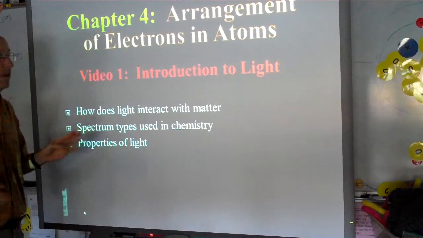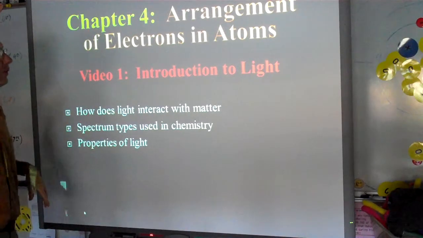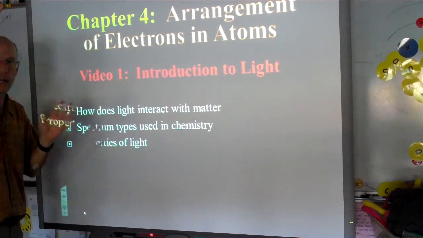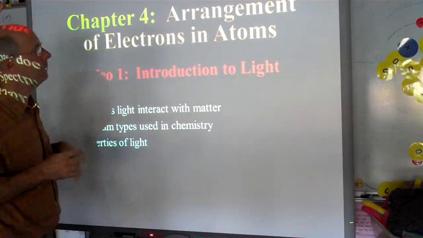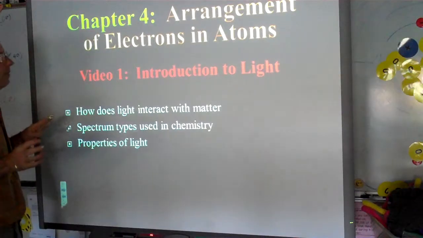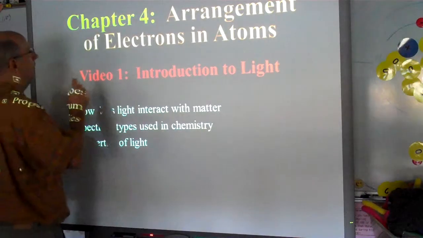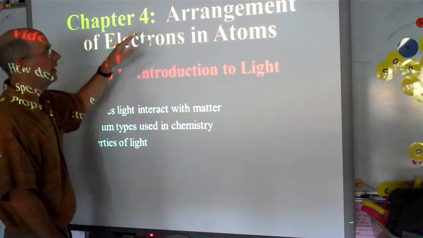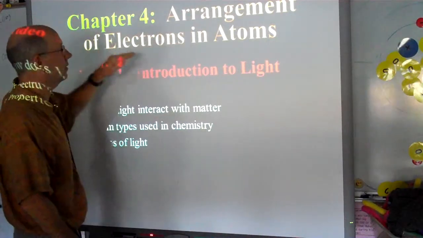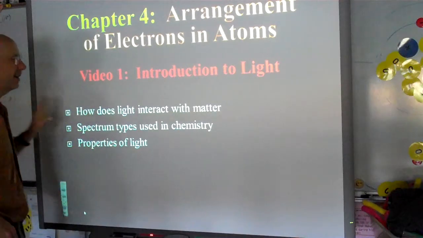It tells us about atoms, like how the shells are arranged, and it tells us a lot of information about how we can identify what's found in a compound. We use light all the time in chemistry. So, chapter four, this is eventually going to lead us to talking about the arrangement of electrons in atoms. So this is video one, introduction to light.